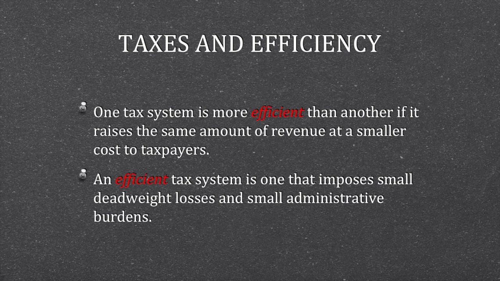We learned about dead weight loss some time ago. That's the decline in surplus that happens as a result of a tax. So when a tax tries to be efficient, you try to keep the dead weight loss to a minimum. Another way that you could make a tax more efficient is to create a low administrative burden. Administrative burden is just the time, hassle, effort, and energy that goes into paying your tax.